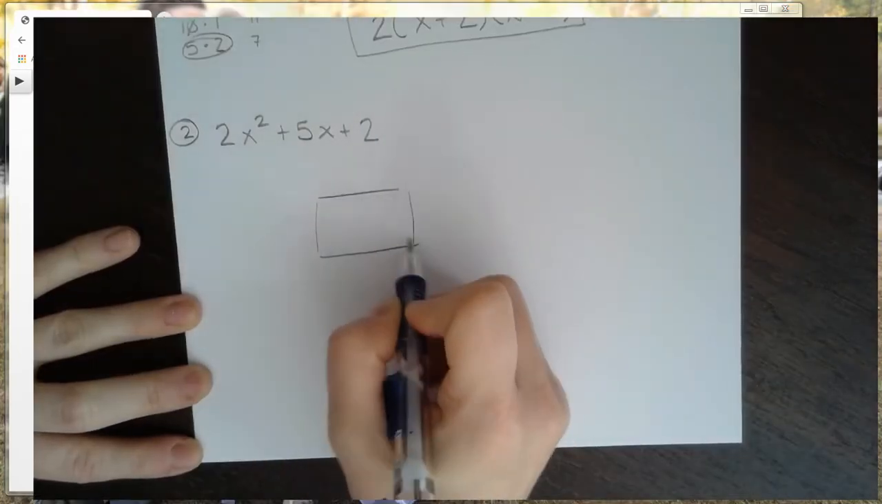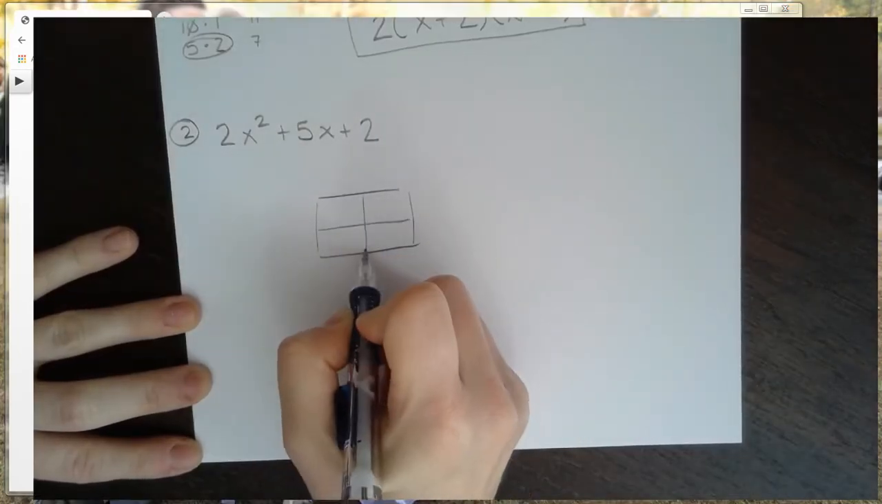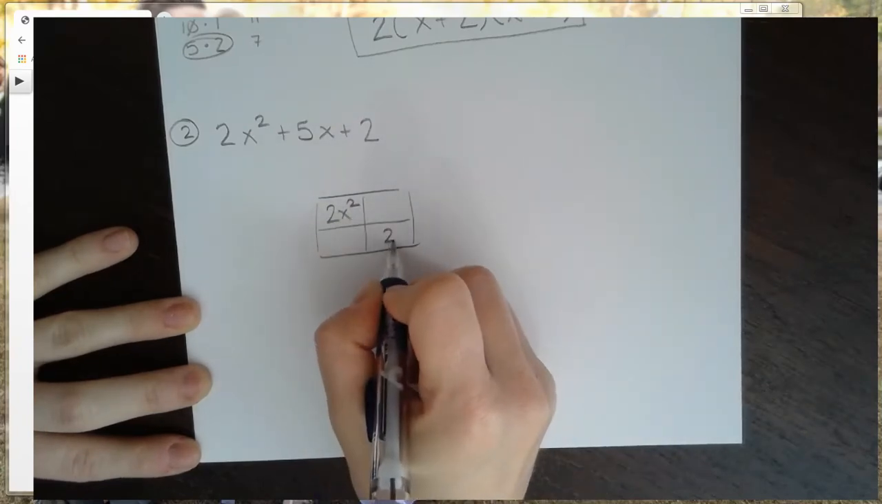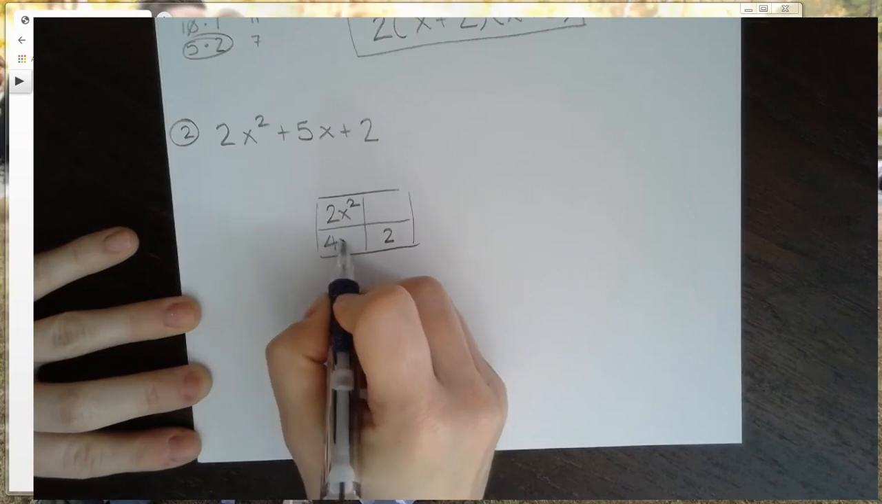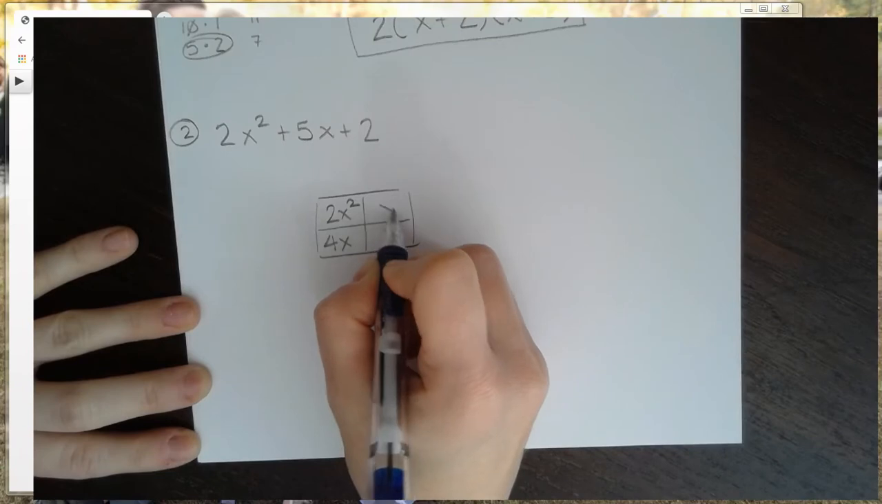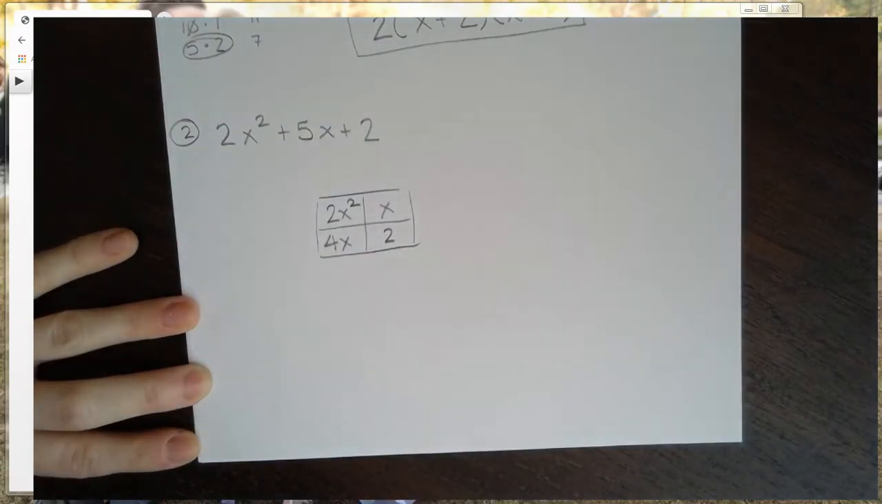So I'm going to redraw that rectangle that we had on here. So I have 2x squared in this corner. My constant went over here. I had 4x stacked underneath the 2x, and I had 1x in this corner.